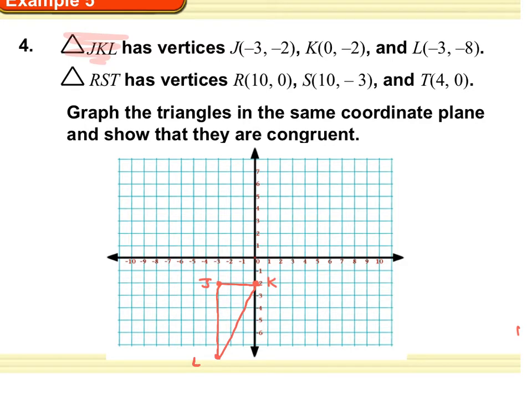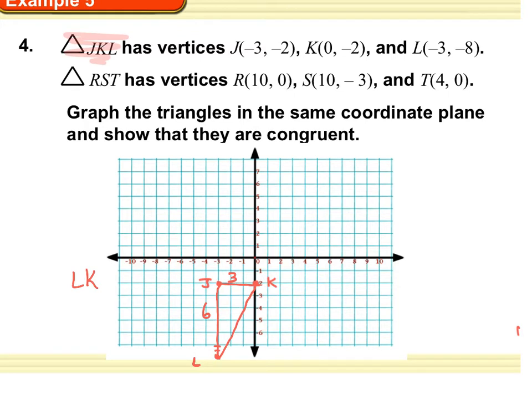Now, what's nice here is I could count the squares for the horizontal and the vertical side. So this has a length of 3. And then this one, 1, 2, 3, 4, 5, 6. This one has a length of 6. However, for the length of LK, I need to use the distance formula. I can't just count the squares.